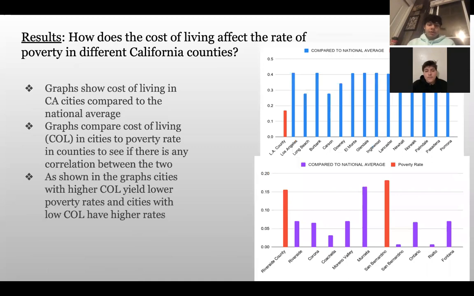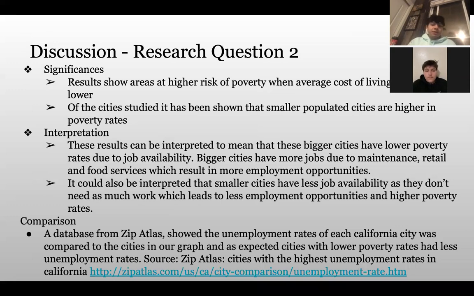In order to get a better look at this, we went into county specifically and compared counties' poverty rate to the city's cost of living. And as you can see by the graphs on the right, counties with lower poverty rates actually had cities of higher cost of living, whereas counties with low cost of living had actually higher poverty rates comparatively. The significance of this research is obviously choosing areas of living.